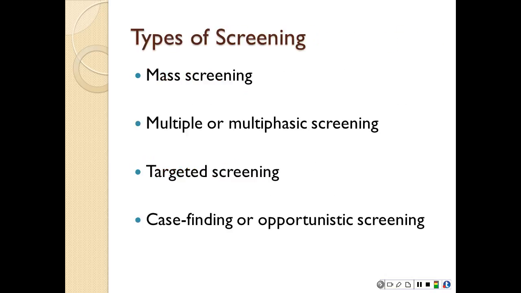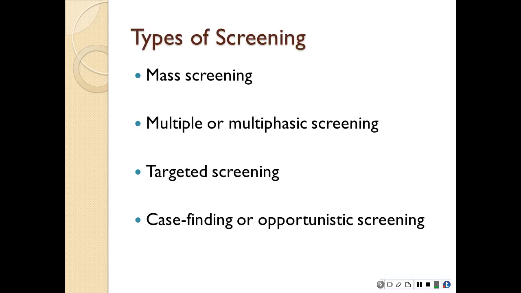All right, which leads us to types of screening. So mass screening is sometimes termed population-based screening. We're aiming to screen either the whole population or large portions of the population for a given disease. So blood pressure screening is a great example, right? You walk into a doctor's office, they screen your blood pressure. You walk into a health fair, they do your blood pressure. We really try to do everybody's blood pressure everywhere. That's mass screening.